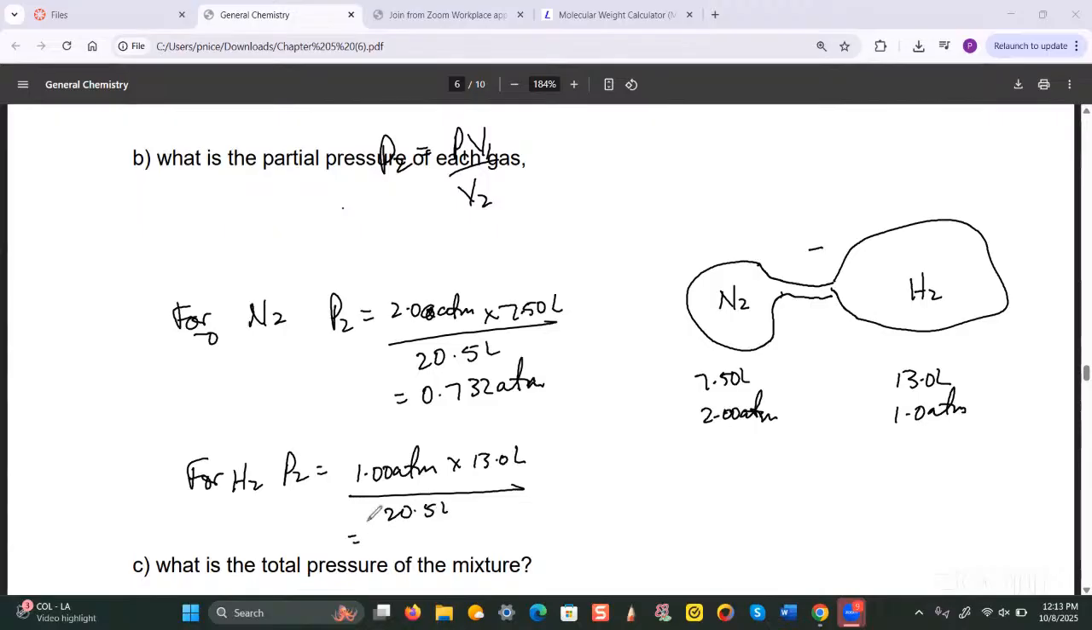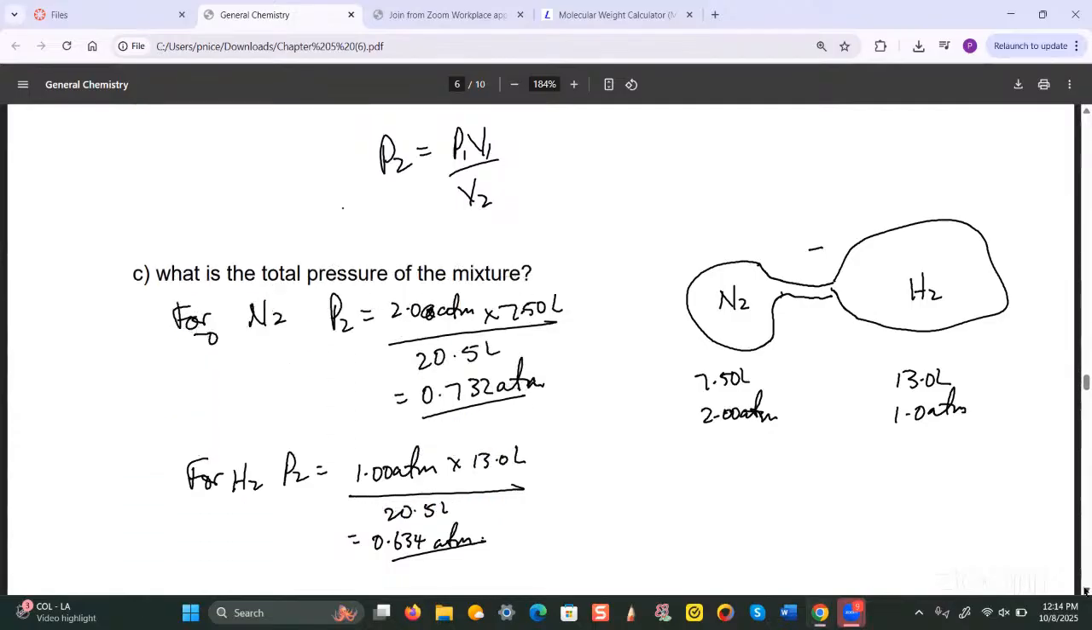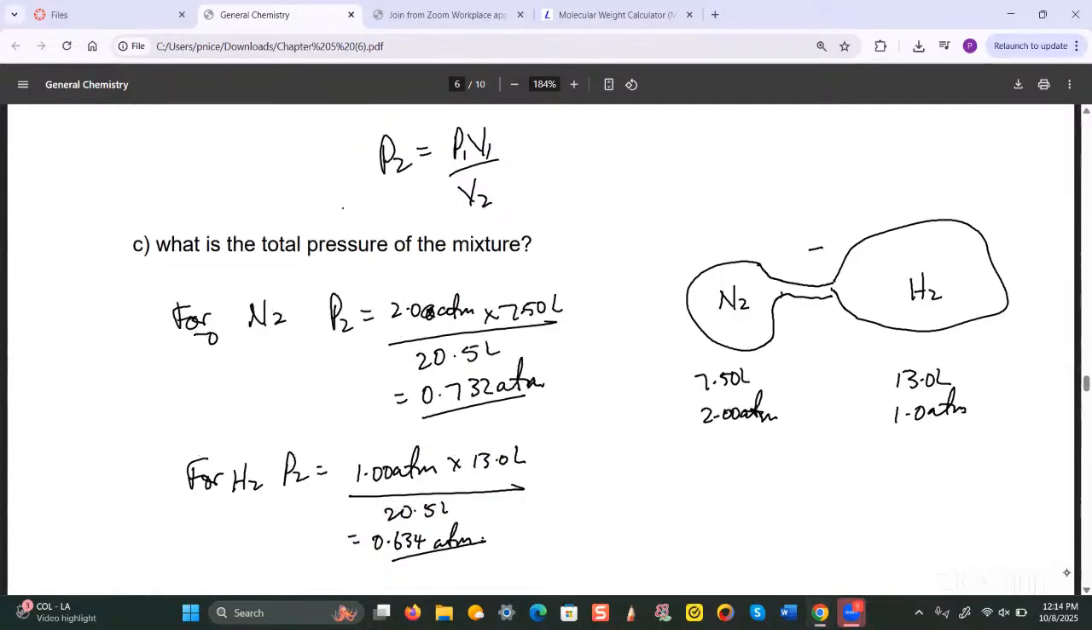According to my calculations, this works out to be equal to 0.634 atmospheres. All right? So that's the answer for B, because B is asking for the partial pressure of each gas. And now, in the case of C, they're asking for the total pressure, right? And we all know how to do that, right? What is the total pressure? Add the two together.